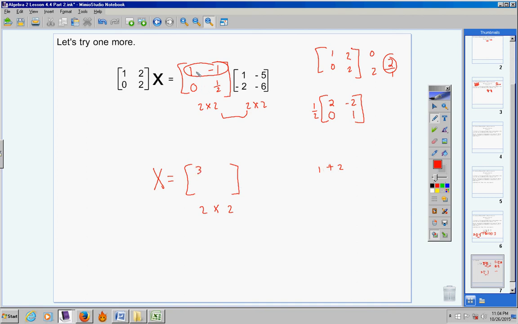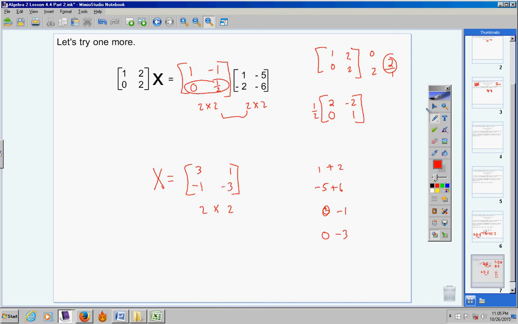Then row times next column, first times first, negative 5, second times second, positive 6. That gives you a 1 when you combine those. Now we're going to go down to the next row. 0 times 1, 0, 1 half times negative 2, negative 1, combine, negative 1. Then row times column, 0 times negative 5, 0, 1 half times negative 6, negative 3, combine, negative 3. There's your answer.